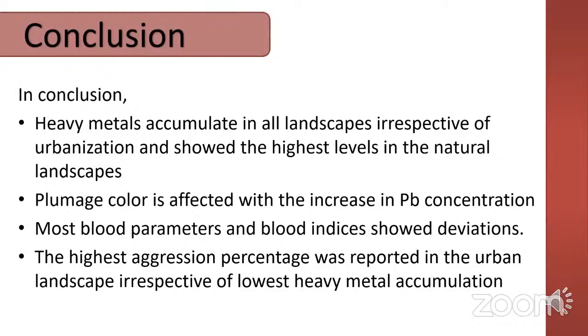It is evident from literature that blood parameters are affected with the increase in heavy metals. And the highest aggression percentage was reported in the urban landscape irrespective of low heavy metal accumulation. From this, it is understood that aggressive behavior cannot be correlated to heavy metal accumulation, and further studies need to be carried out to find the reasons. So, the take-home message from this study is that heavy metals are not attributes of urban landscapes. They can also be found in natural landscapes. Therefore, it is important to minimize the use of heavy metal containing substances and make friendlier choices.